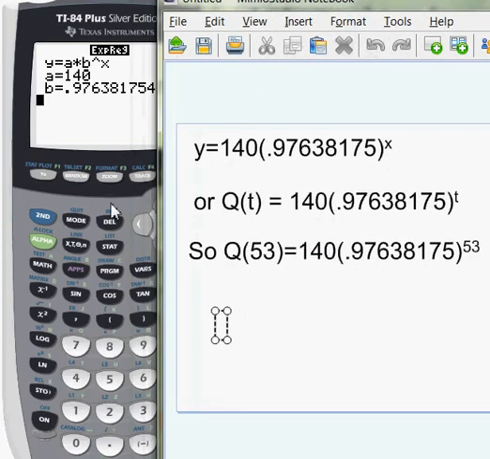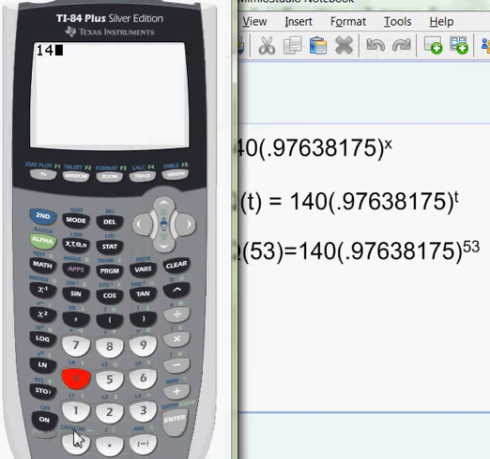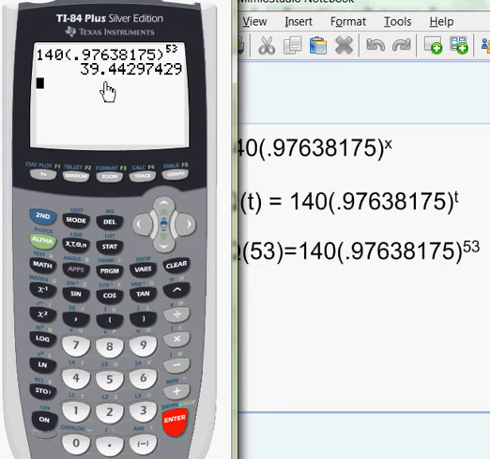So I'm going to go to the calculator and type in 140, left parenthesis, 0.97638175. Hopefully I'm going slow enough for you to duplicate this on your own calculator if you're following along. And then I'm going to raise to caret 53 and see what I get. I get that the quantity is roughly 39.4 if you round to 1 decimal place.